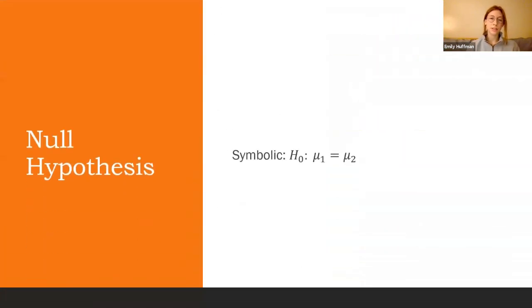And for the null hypothesis, we are going to want to demonstrate that there's going to be no difference between the two means. Symbolically, we are going to say that the null hypothesis is H naught, and that one of our means, mean 1, represented mu, is equal to mu 2, demonstrating that there is no difference.